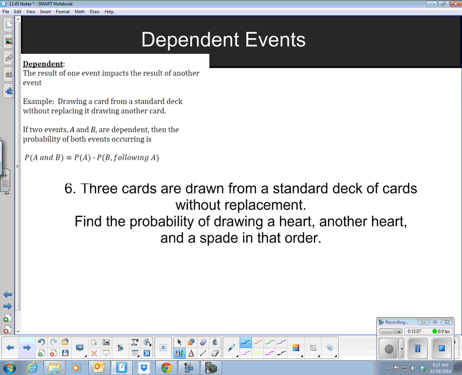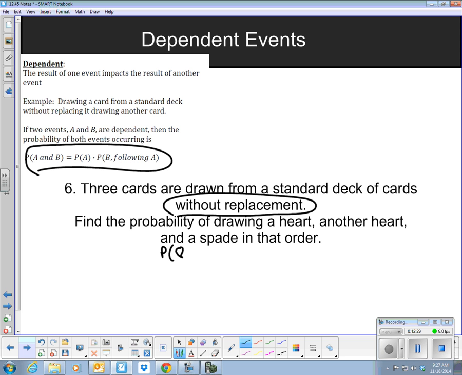All right, so dependent. Whenever you see the term without replacement, that changes things. Without replacement means what's the probability of a second thing given the first thing already happened. So mathematically, it kind of looks like this. So it's the probability of drawing a heart, heart, and a spade. So you have to draw a heart and another heart and a spade, just like that. I can't draw a spade, so I'll just put SP for spade.